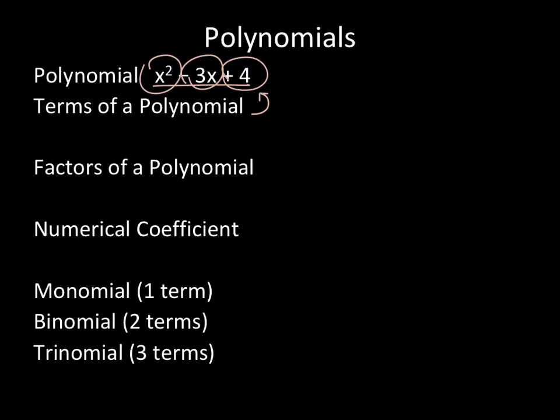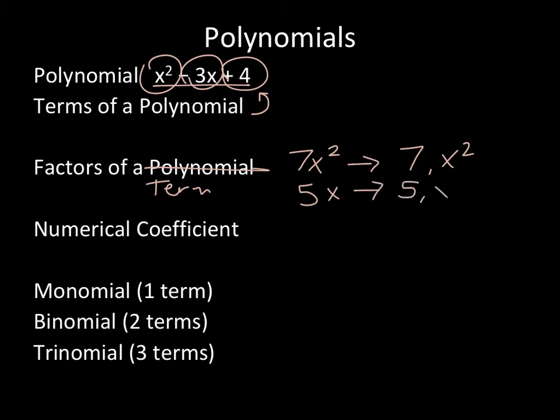Factors of a polynomial. Actually, maybe we'll just call this factors of a term. If I had the term 7x squared, my factors would be whatever's multiplied to get that product. So I have 7 and x squared. For 5x, my factors are going to be 5 and x, because 5 times x is 5x.